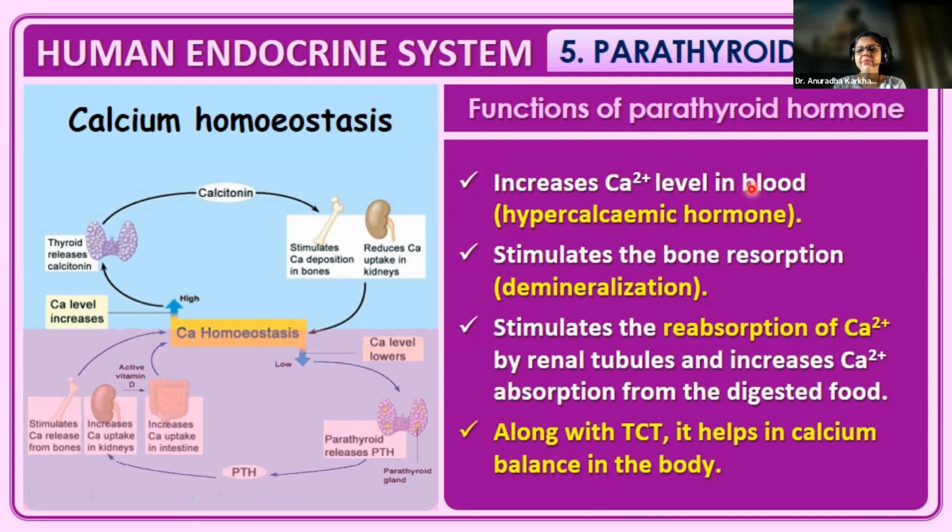Look at it. It stimulates the bone resorption, that is called demineralization, removal of calcium mineral from the bones. It stimulates the reabsorption of calcium by renal tubules and increases the calcium absorption from the digested food. Along with TCT, it helps in calcium balance in the body. So TCT and PTH are actually the ones responsible for maintaining the calcium levels in the blood. Understood? Bones are the last option.